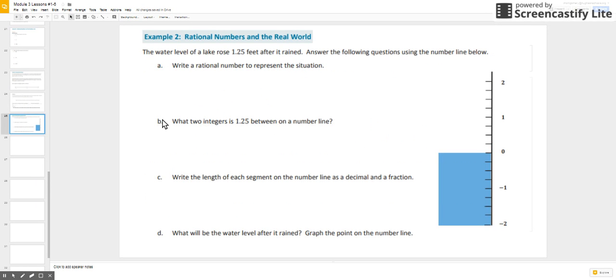All right, your job now is to go ahead and move on to the next problem, example number 2. You're going to go ahead and read this information and answer the questions below. And at this time, of course, you can work with your partner.